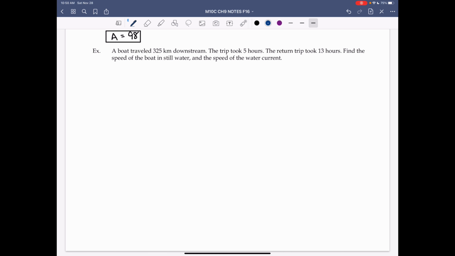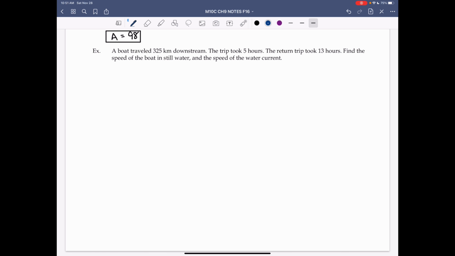Last one. This is a very challenging question. So we have a boat that traveled 325 kilometers downstream. The trip took 5 hours. The return trip took 13 hours. Find the speed of the boat in still water and the speed of the water current.